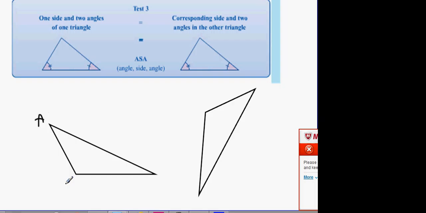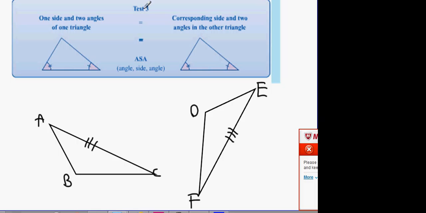A, B, C, label it like last time. D, E, and F. Now what I'm going to do this time is this. 1, 2, 3. 1, 2, 3. What does that mean? EF is the same as AC. One line through this one, and it'll be one line through this one. DE is the same length as AB, and finally BC is the same length as DF. Now that's if I was giving you 3 sides. I'm not. So what I'm actually doing is angle side angle.